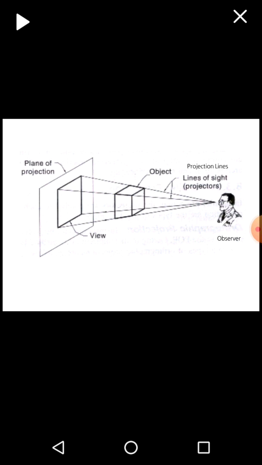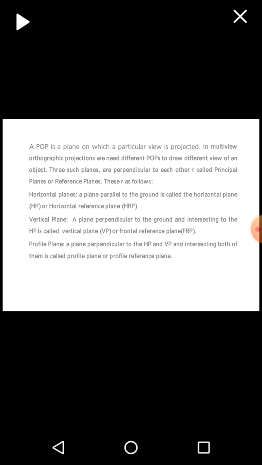But in case of orthographic projection, we assume that the light rays are coming parallel to the object and perpendicular to the plane of projection. So whatever the size of the object, we get the same size on the plane of projection. So this is nothing but the theory of projection.